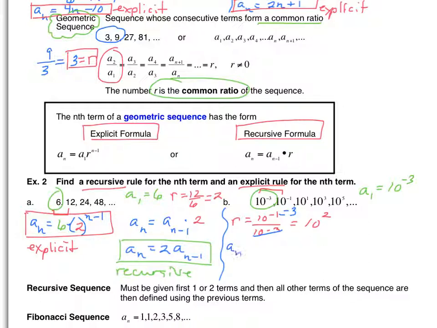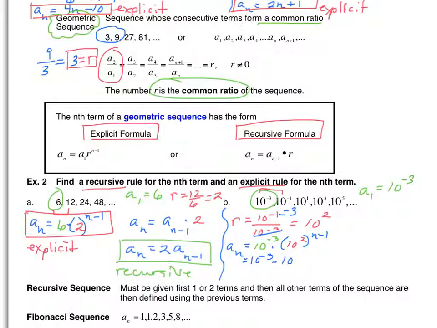All right, so then we're going to get our explicit rule. So a sub n is equal to a sub 1, which is 10 to the negative 3, times 10 squared raised to the n minus 1. Well, we have a power to a power, don't we? Power to a power. What do you do with exponents on a power to a power? You multiply.